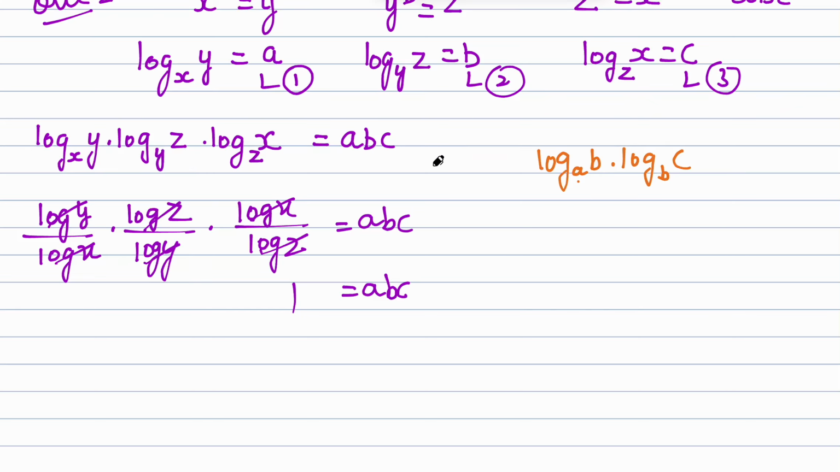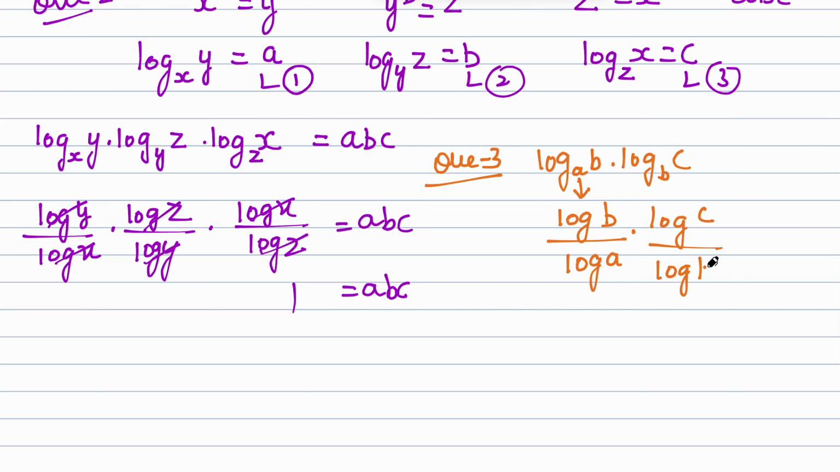Now let's see what happens to this. Let's take it as question number 3. So that is log B over log A, this part, times log C over log B. So B is a value as well as the base, that will be cancelled. You have to remember this thing: if value and base both are the same in a log, they will be cancelled. Now we end up at log C over log A.